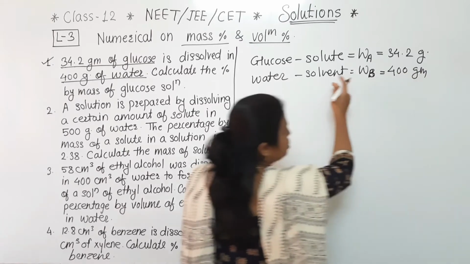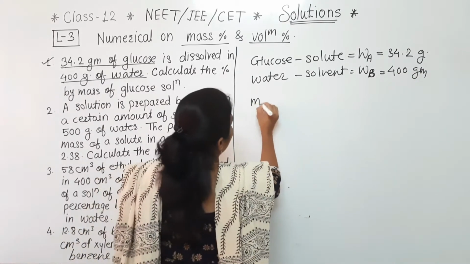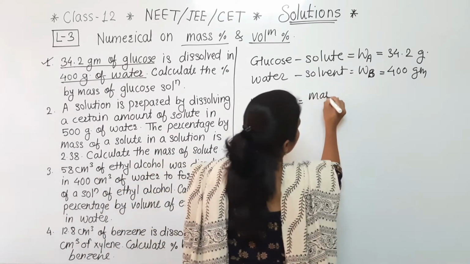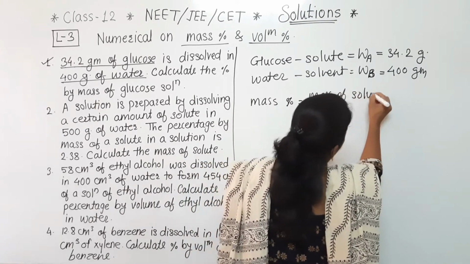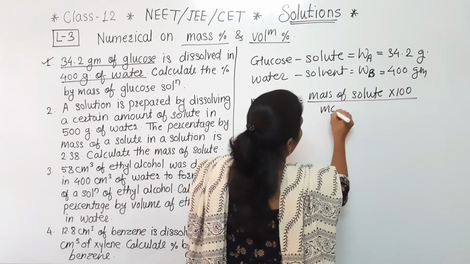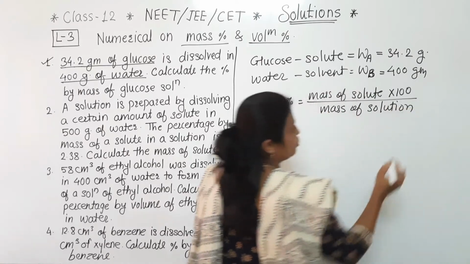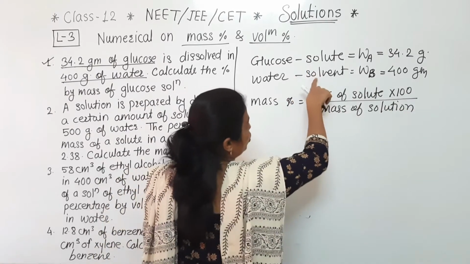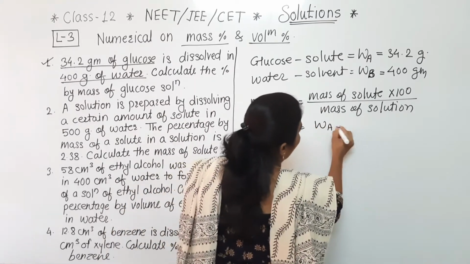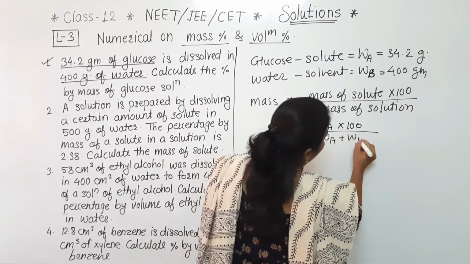Now it is simple, because when we understand what the solute and solvent are, then it is easy to calculate the mass percentage. Mass percentage is equal to mass of solute into 100 divided by mass of solution. But in this numerical they have not given the mass of solution. The mass of solute and mass of solvent are given, so we just have to modify the formula like WA into 100 divided by WA plus WB.